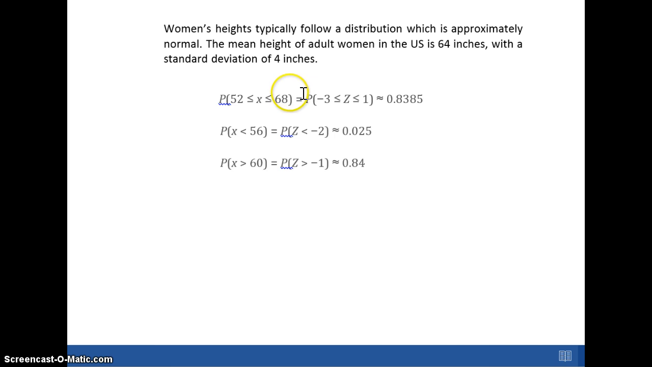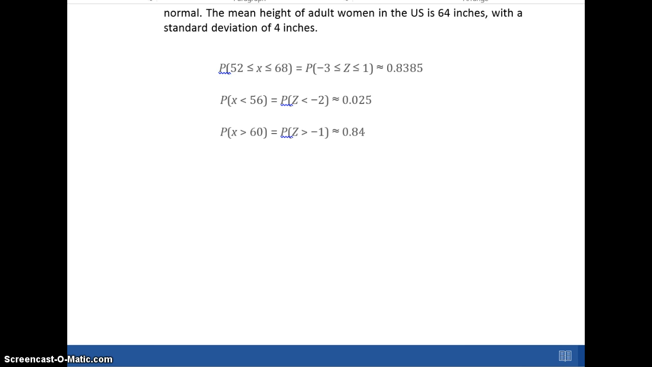Well, you take the x value 68 minus the mean 64 over the standard deviation of 4. And that gives us a z-value of 1. So in a minute, I'm going to show you how to use the TI and come up with this probability. Now, what about the probability a randomly selected woman's height is less than 56 inches? Well, again, we're going to use the TI, but the TI doesn't know anything about the x values. It only knows about the z values. How do we get the z-value of -2? The data value 56 minus the mean 64 over standard deviation of 4.